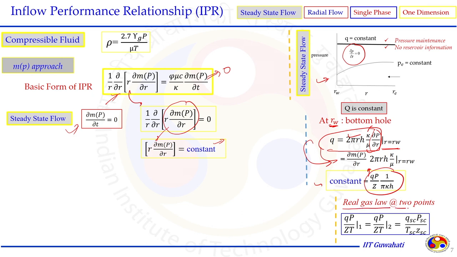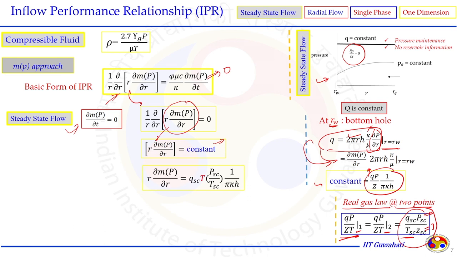Now this constant value contains Q at the reservoir condition. We can use the real gas law at two points to translate this reservoir condition to standard condition. It means at any pressure and temperature condition, we have Q P by Z T at condition 1 equal to Q P by Z T at condition 2, and similarly for the standard condition. What is the advantage of this? We know the value of PSC is 14.7 psi, the value of TSC is 520 degrees Rankine, and ZSC is considered 1. It means the compressibility factor Z for the real gas at the standard condition can be assumed as 1.